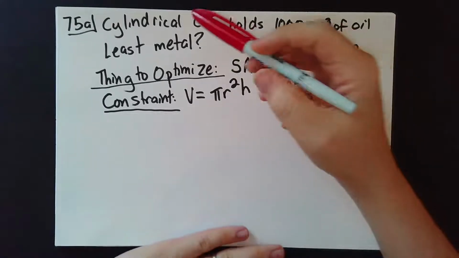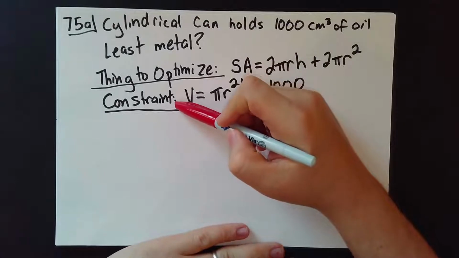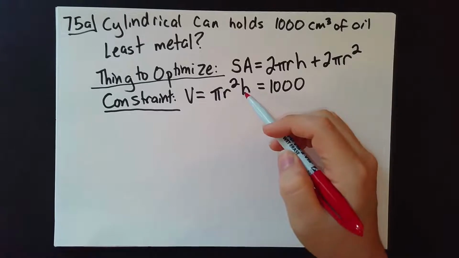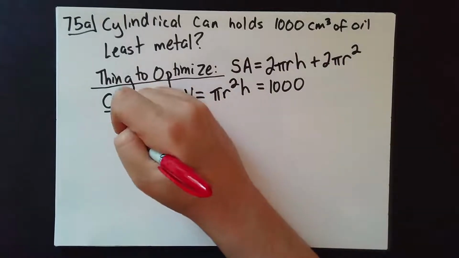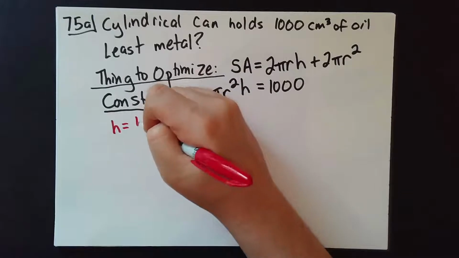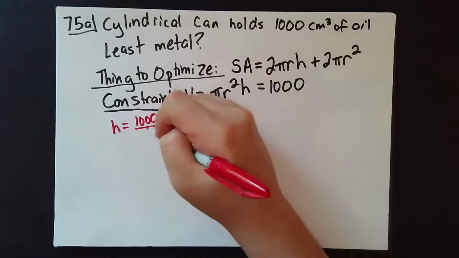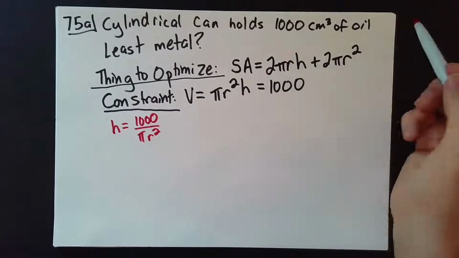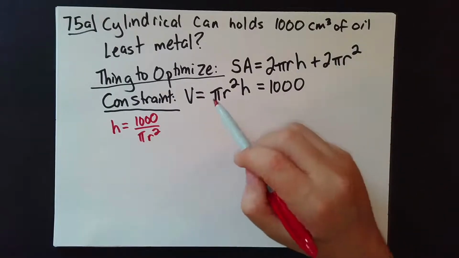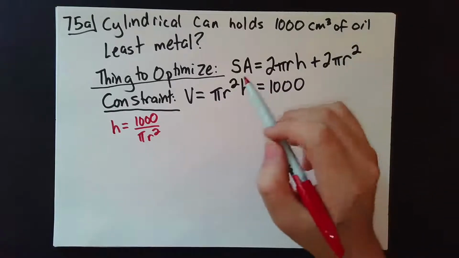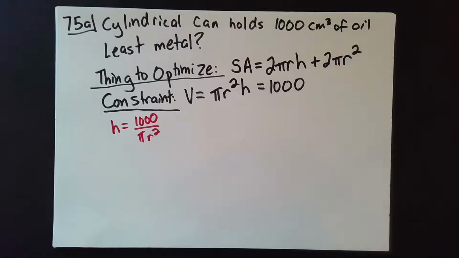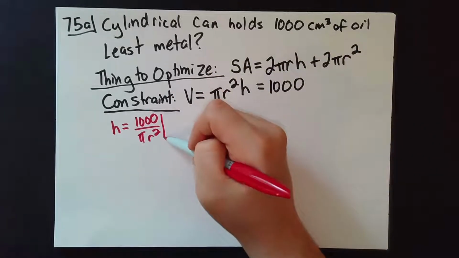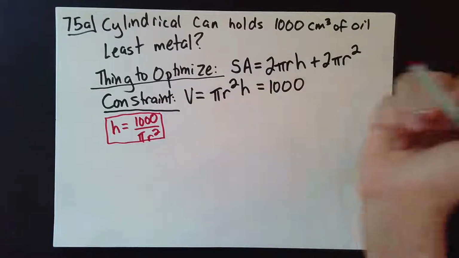So there's our thing to optimize. There's our constraint. We want to solve our constraint for one of the variables. So that will give us h is 1,000 divided by pi r squared. I would definitely solve for h and not for r, for the reason that it makes the algebra here simpler. If I wanted to solve for r instead, I would need to take a square root. So there is my solving the constraint for one of the variables.